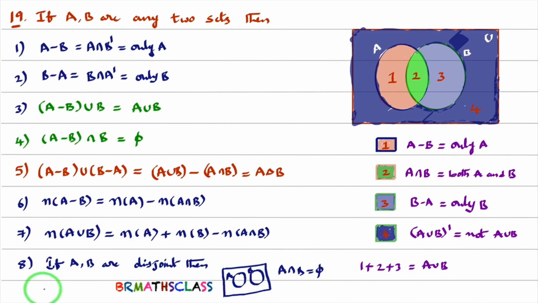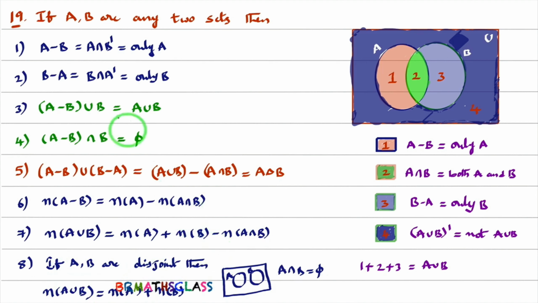If A and B are disjoint, then what is the formula for n of A union B? Actually, the formula for n of A union B is n of A plus n of B minus n of A intersection B. As the sets are disjoint, A intersection B is null set, which means 0 elements are present in that set. So minus 0 I would need to write. Instead of that, I'll simply write, if A, B are disjoint, then n of A union B is n of A plus n of B.